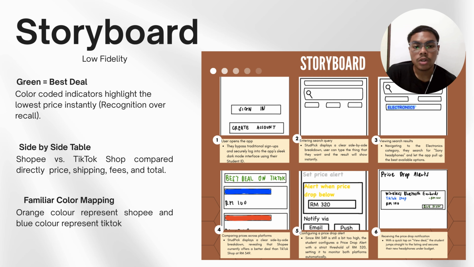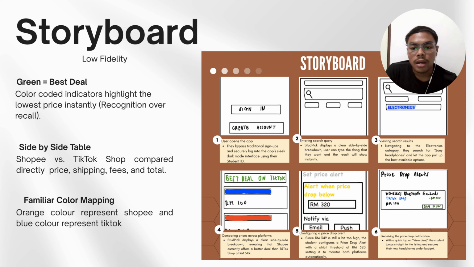As you can see in the storyboard, first the student needs to log in securely using their student ID. Next, they search for an item, for example, headphones. Then it will generate a side-by-side price comparison between Shopee and TikTok Shop. If the current price of 300 is still too high, the user can easily set a price drop alert for their budget, for example, 200. When the price drops to 200, the app will send a notification so they can secure it immediately.